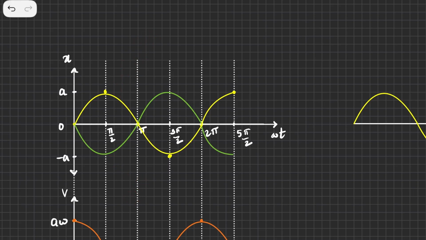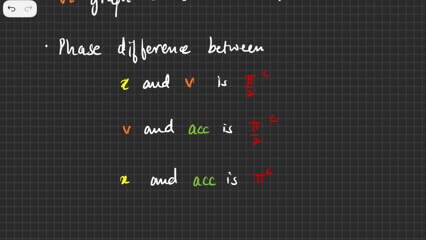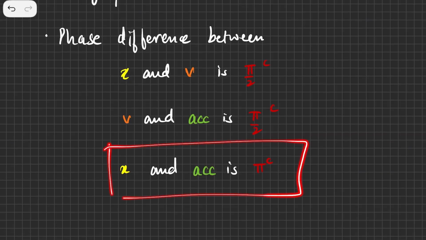Now let's find out the peak to peak difference. So if you see, the peak of yellow graph is at pi by 2 and the green graph has a peak at 3 pi by 2. So 3 pi by 2, which is the green graph's, and that is the acceleration, minus this is at pi by 2. So 3 pi by 2 minus pi by 2 will give me 2 pi by 2, and 2 pi by 2 is nothing but pi radians. So what I got is, displacement and acceleration have a phase difference of pi radians.